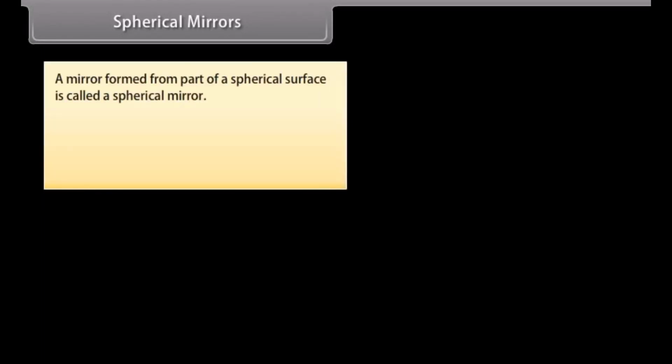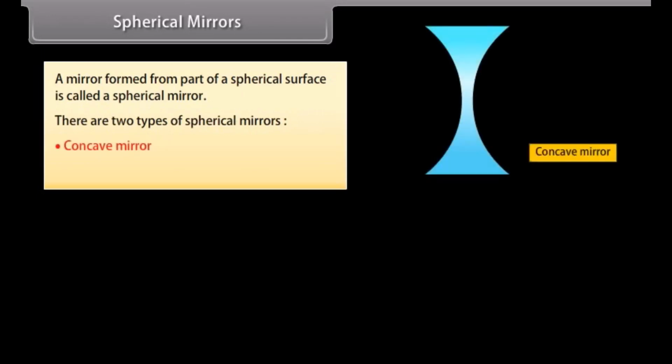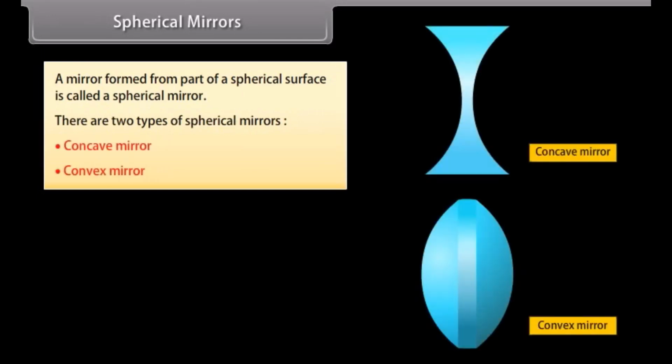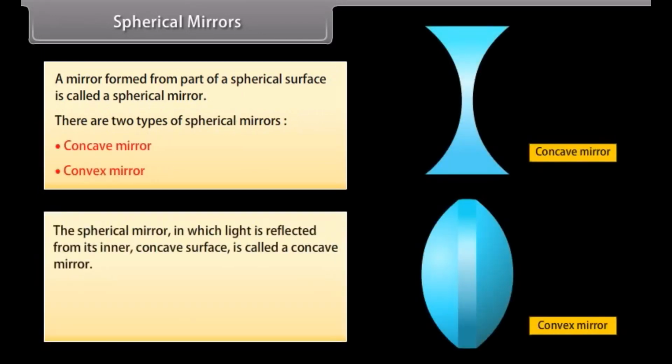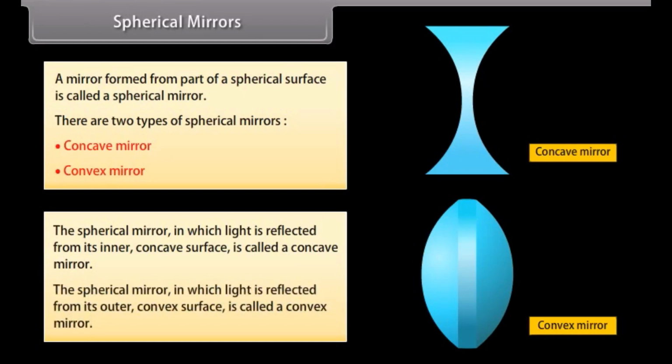Spherical mirrors. A mirror formed from part of a spherical surface is called a spherical mirror. There are two types of spherical mirrors: concave mirror, convex mirror. The spherical mirror, in which light is reflected from its inner concave surface, is called a concave mirror. The spherical mirror in which the light is reflected from its outer convex surface is called a convex mirror.